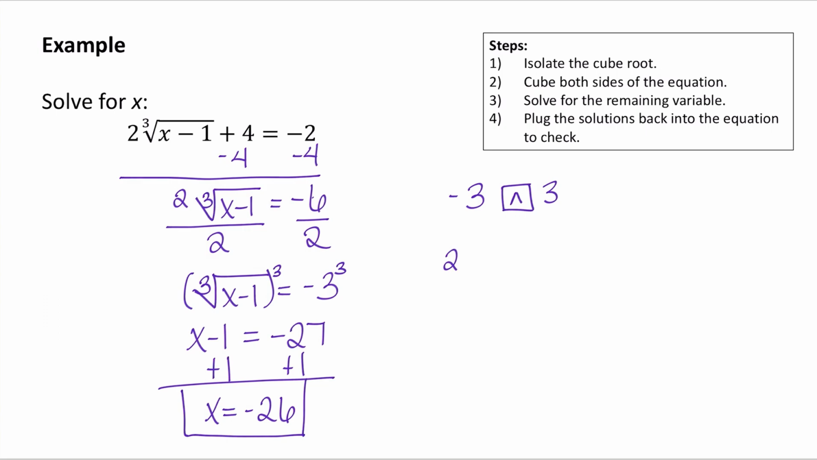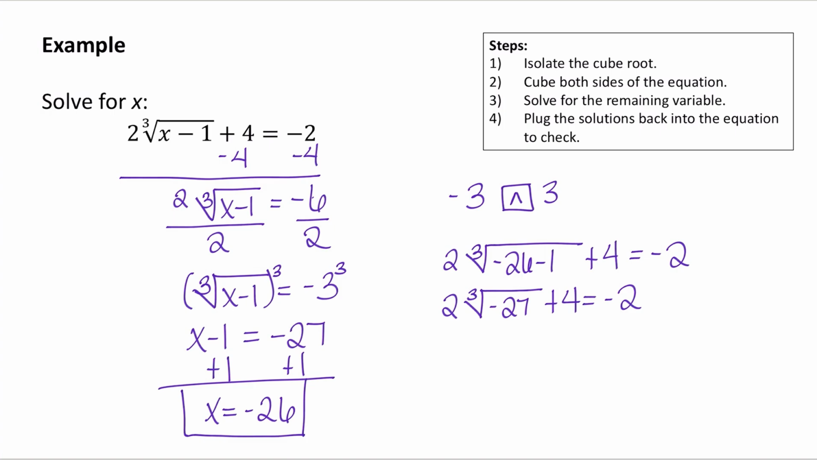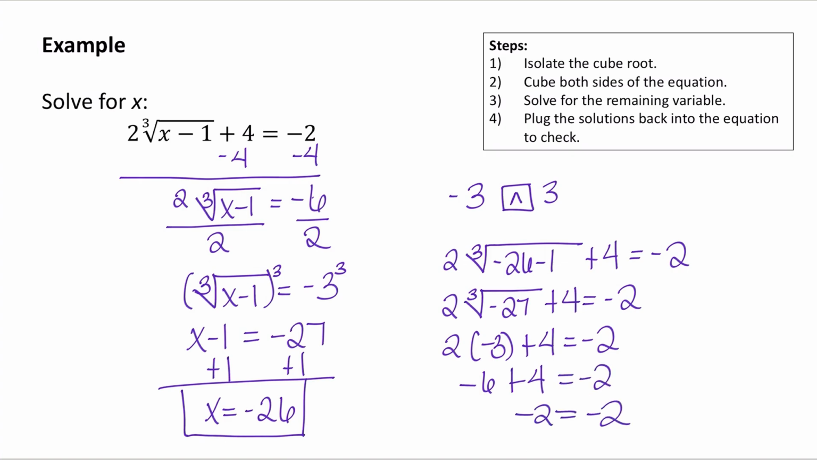So we get 2 times the cube root of negative 26 minus 1, plus 4, and we're checking if that equals negative 2. So we get 2 times the cube root of negative 27, plus 4, checking if it equals negative 2. The cube root of negative 27 is negative 3, and then plus 4. 2 times negative 3 is negative 6, so we have negative 6 plus 4, which does in fact equal negative 2. So this is in fact the correct solution.